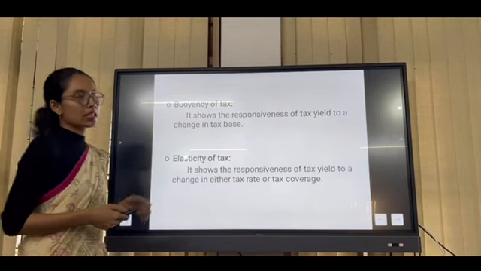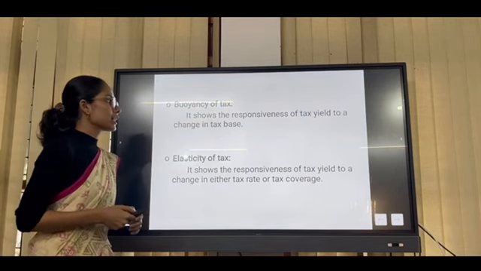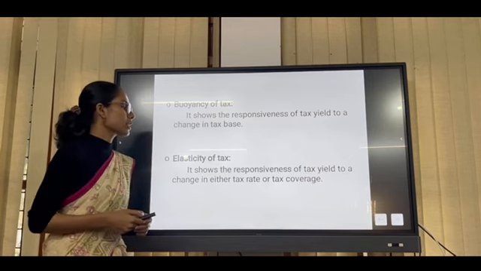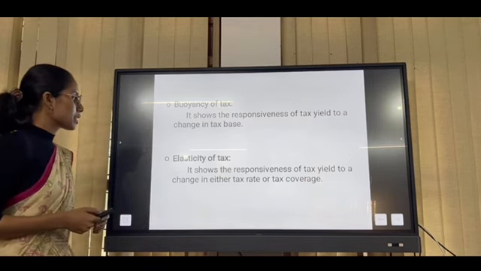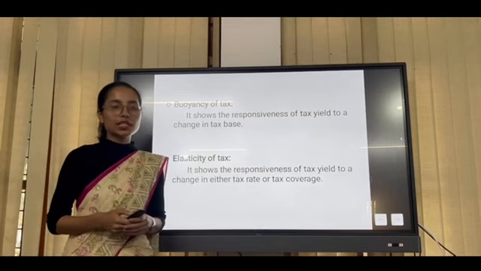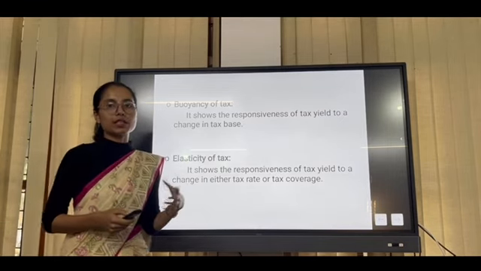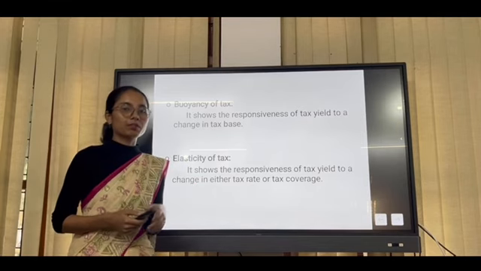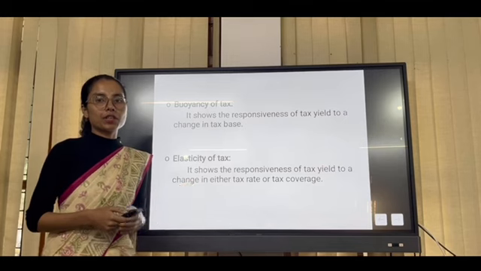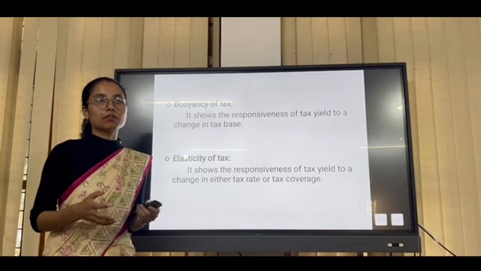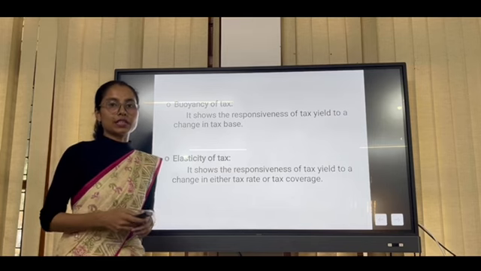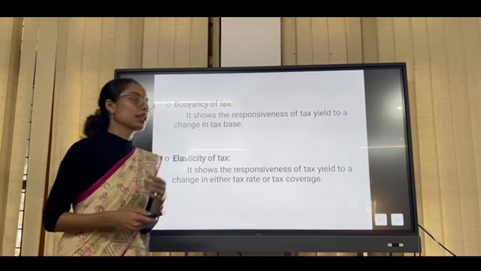Next, there is a concept called buoyancy of tax. It is the responsiveness of tax yield to a change in the tax base. And another concept, elasticity of tax, shows the responsiveness of tax yield to the change in either tax rate or tax coverage. Tax base, tax rate and tax coverage are three concepts through which government can either increase or decrease the tax revenue it collects from the public.